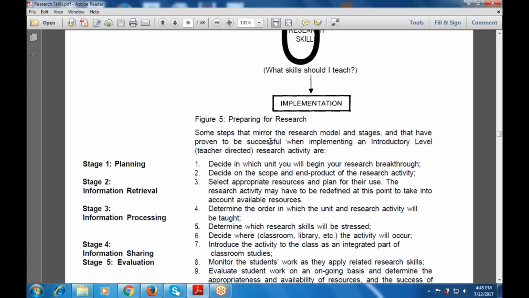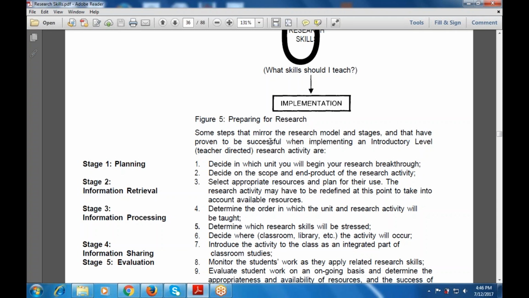Then stage 2 is information retrieval. Select the appropriate resources and plan for their use. The research activity may have to be redefined at this point to take into account available resources. Then stage 3 is information processing, which determines the order in which the unit and the research activity will be taught, which research skills will be stressed, and where the activity will occur.